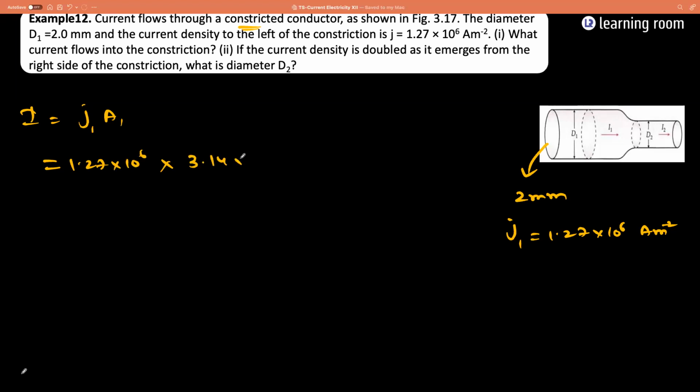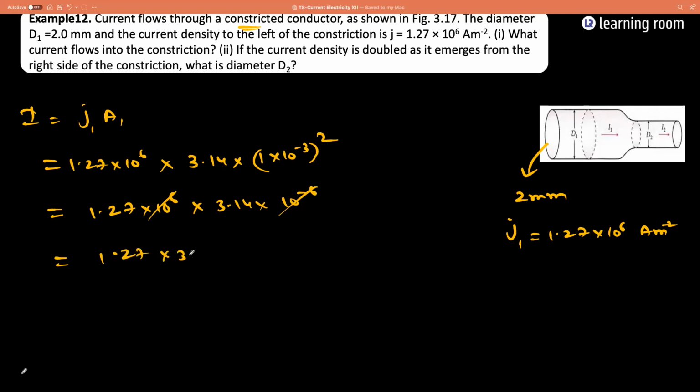Area is 3.14 into R square. What is the value of R square? 1 into 10 power minus 3 the whole square. So it is 1.27 into 10 power 6 into 3.14 into 10 power minus 6. Cancel this, cancel this. So 1.27 into 3.14. How much will be the answer? That will give you, how much? 4, sir. Approximately 4. Okay, 4.